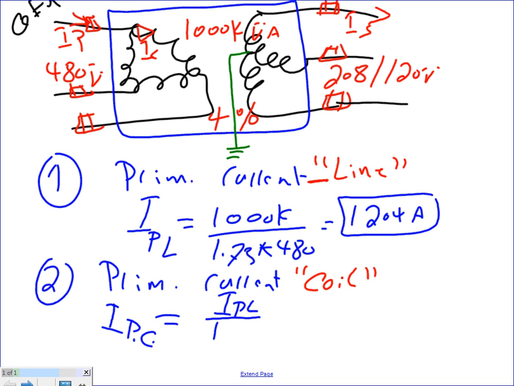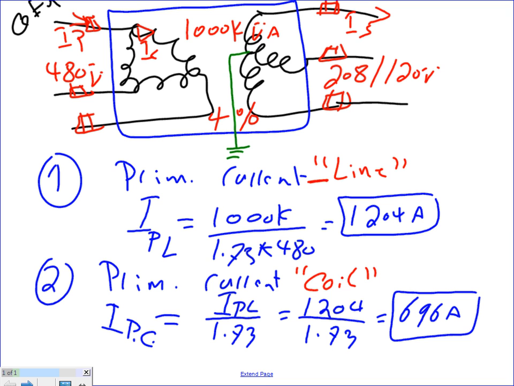I primary coil equals I primary line divided by 1.73. Take this 1204 divided by 1.73, and you are lucky if you get 696 amps. Done. Everybody knows what the line is. The most important one, guys, is the line current. Moving on, you would never hear me talk about the coil. Always the line current. The coil is for people who manufacture the transformers. They need to know how much current these leads are going to carry. We don't manufacture transformers. We install them, so we need the line current.